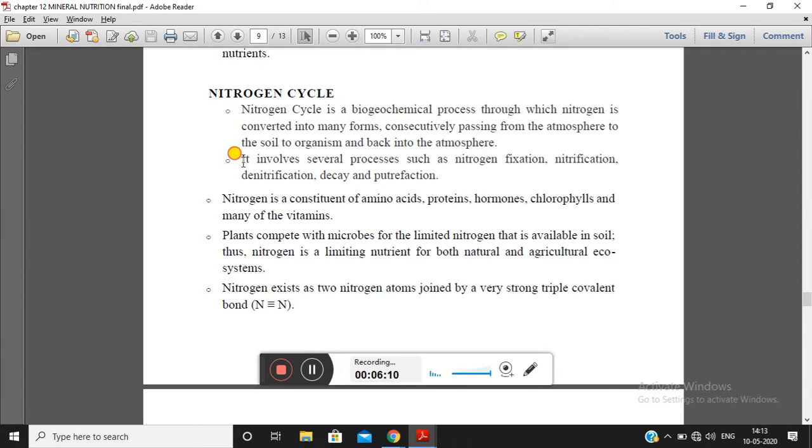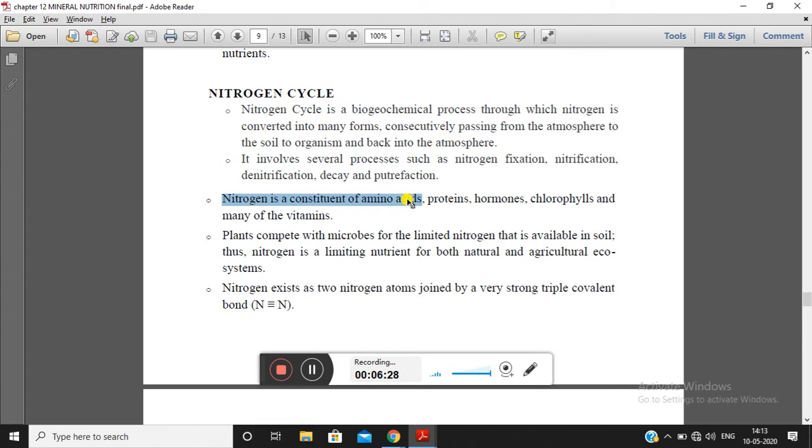Now this nitrogen cycle involves various processes such as nitrogen fixation, nitrification, denitrification, decay, as well as putrefaction. Now nitrogen is a constituent of amino acids.